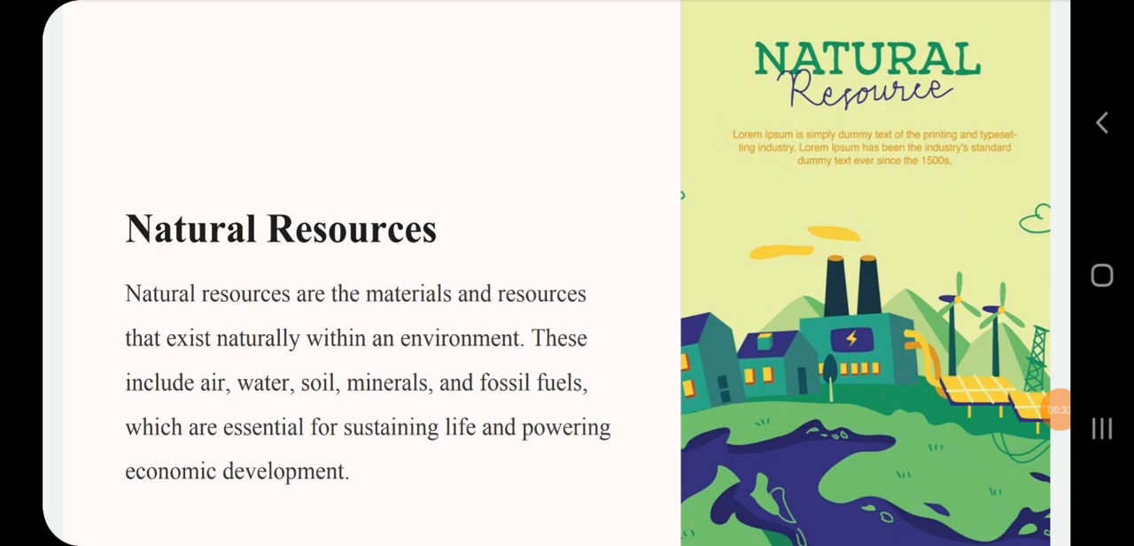Natural resources. Natural resources are the materials and resources that exist naturally within an environment. These include air, water, soil, minerals, and fossil fuels, which are essential for sustaining life and powering economic development.